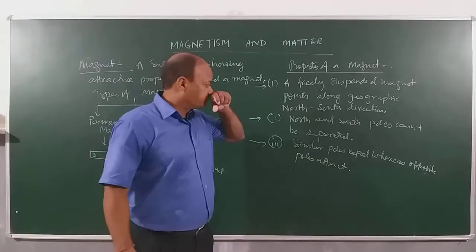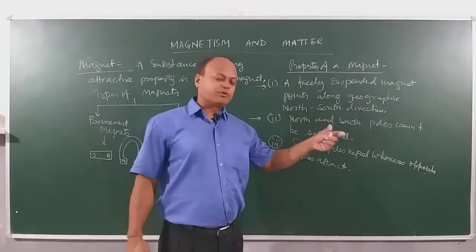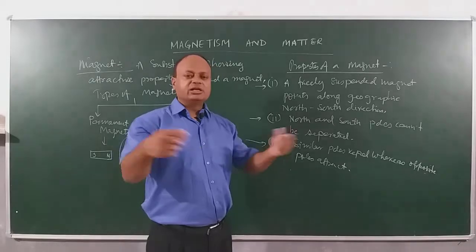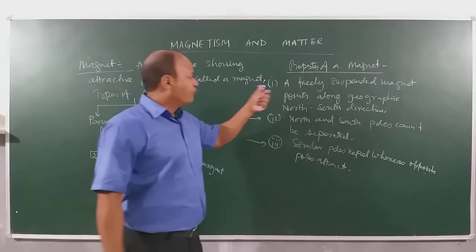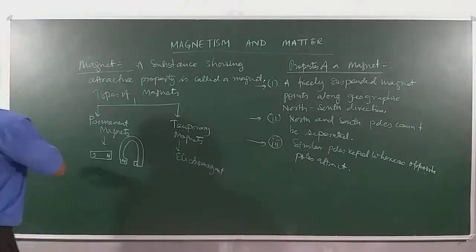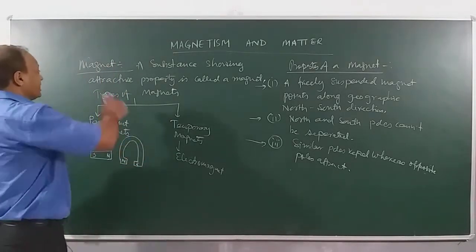Now we will briefly explain these properties. In fact, the first two, because the third one is an experimental property. You can experiment and see. Why does a magnet always point along the north-south direction? Children, remember, Earth acts as a giant bar magnet.